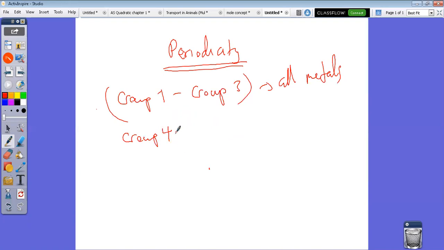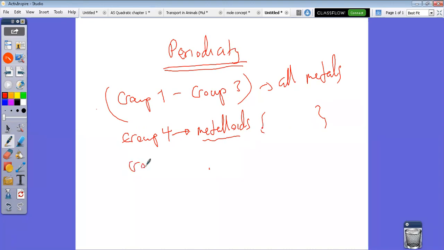Group 4 are what we call what? Who knows the name? It's called metalloids, because it is a mixture of metals and non-metals. As you go down the group, it becomes metallic. Are you together? Down the group, you've got metals. Metalloids, because they've got the behavior of metals and non-metals.